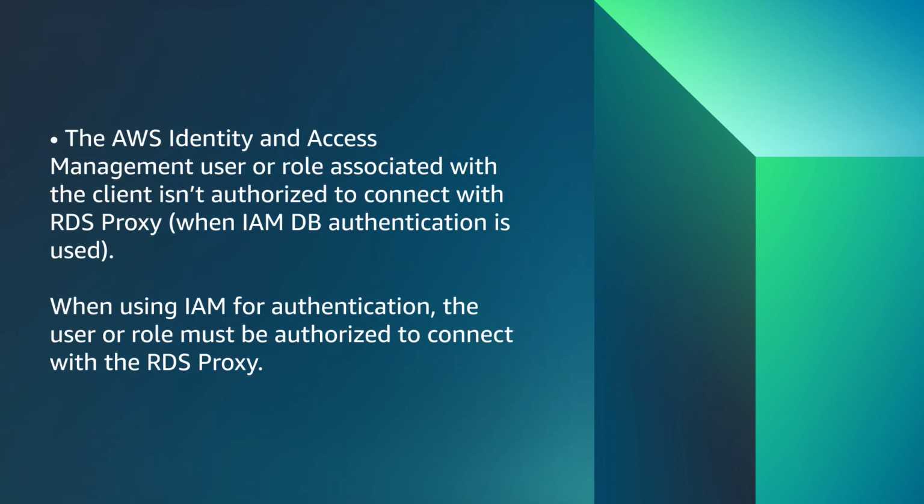The AWS Identity and Access Management user or role associated with the client isn't authorized to connect with RDS proxy when IAM DB authentication is used. When using IAM for authentication, the user or role must be authorized to connect with the RDS proxy.